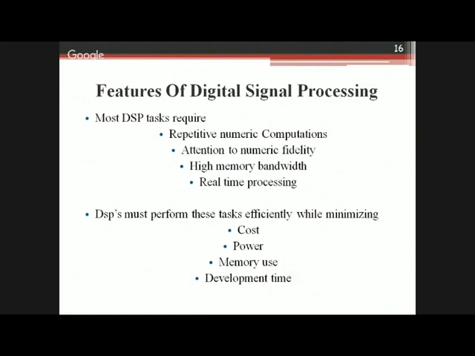We can deploy these nodes in some hills in order to predict landslides. Or we can place them in a forest or somewhere else where we can perform flood detection tasks. So yes, real-time processing is there. The DSP must perform this task efficiently while minimizing cost, power, memory use, and obviously the development time. These are very important constraints from any design point of view. Okay.